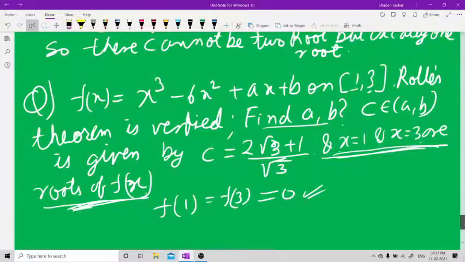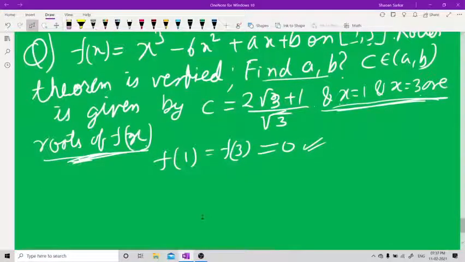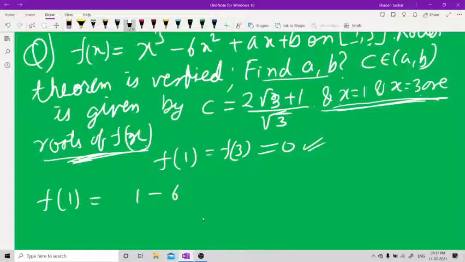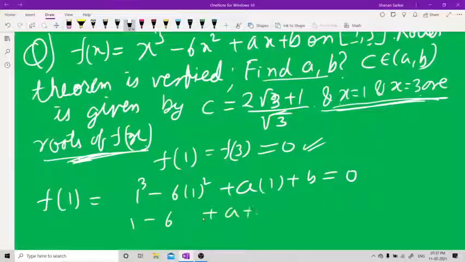Now see, now things are okay. All conditions satisfied. Find f of 1. f of 1 is what? 1 cube minus 6 into 1 square plus a into 1 plus b equal to 0. So this will be very simple. 1 minus 6 plus a plus b equal to 0. This will give me a plus b equal to minus 5. Plus 5, sorry. This will give me a plus b equal to 5. Equation number 1.